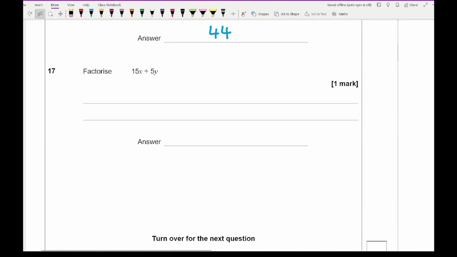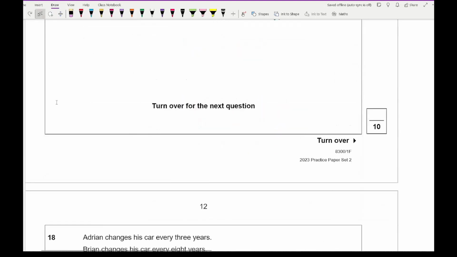Question 17, it says factorise. So what's the highest common factor of 15 and 5? Well, that's going to be 5. Now we haven't got a common letter, so 5 times what gives me 15? That's going to be 3, and I need an x. And 5 times what gives me 5? Well, that's just 1. I can write 1, or I could just leave it as it is, and I need another y. So the correct answer should be 5 lots of 3x plus 1.